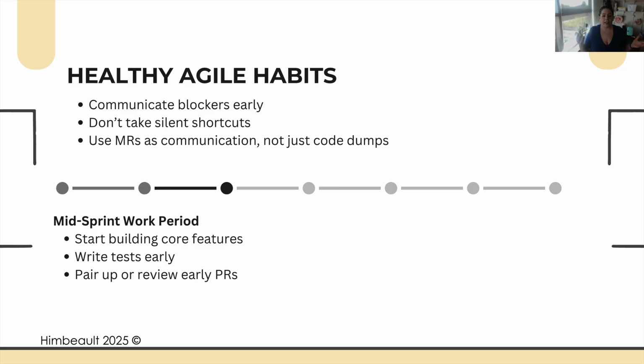Mid-sprint, whenever that is, maybe it's at the end of the first week, maybe it's halfway through the week, it just depends on your sprint length. This is when we want to make sure that core features have been started being built and that those tests are already being written for them. We don't want to leave our testing till the end, because if we find a bug, once all of our code is written and scaffolded and structured, it can be so tricky to go back and fix it, right?